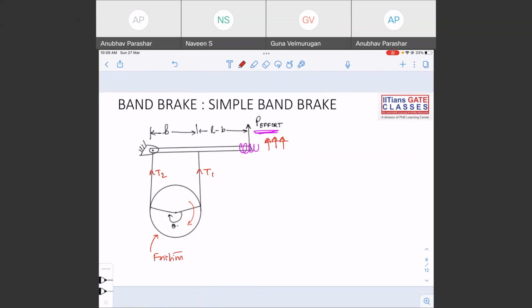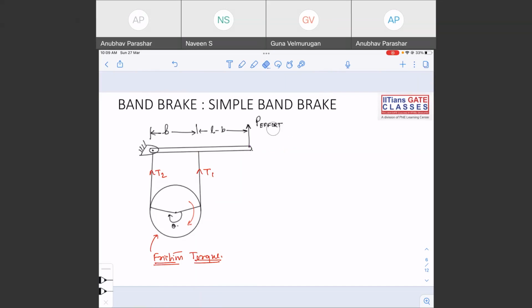Because of the friction, there will be a torque, that is a frictional torque, which will actually stop the moving member. So let us try to see.